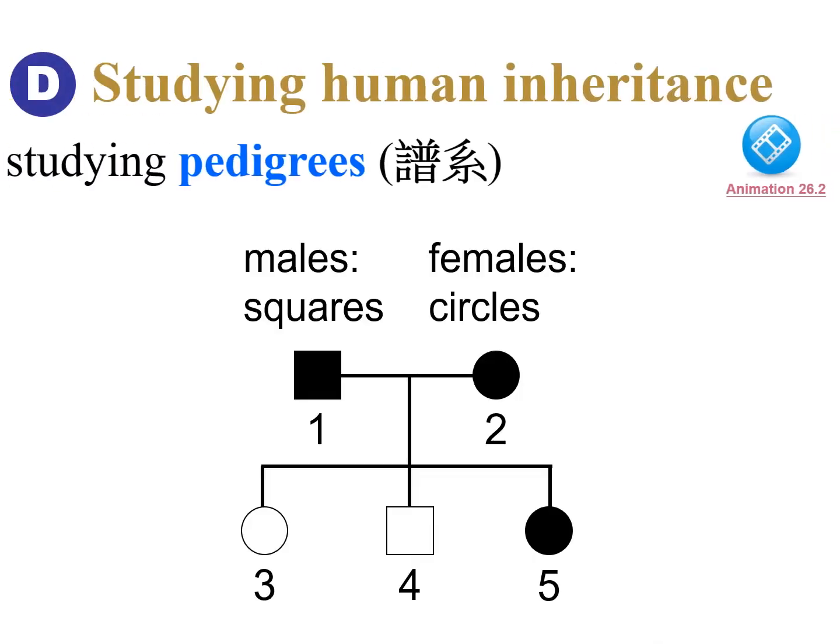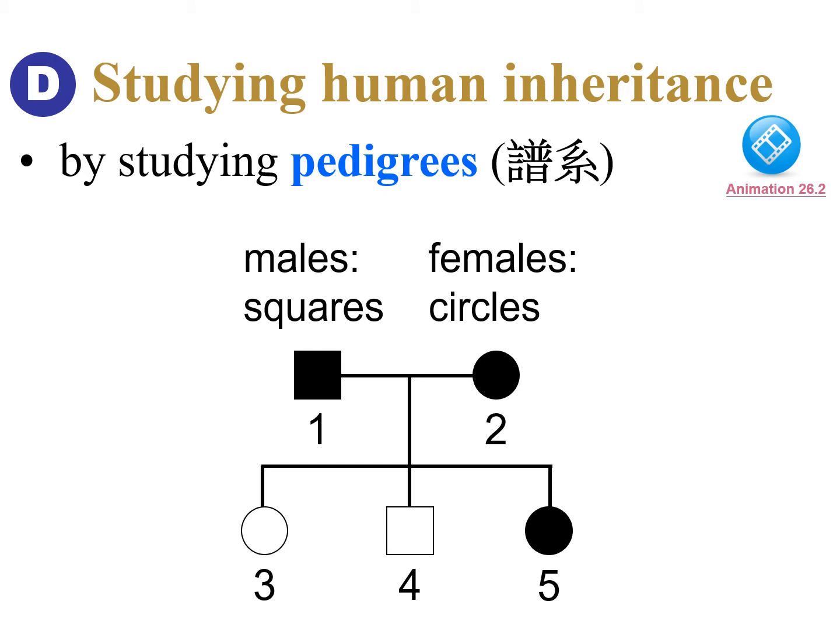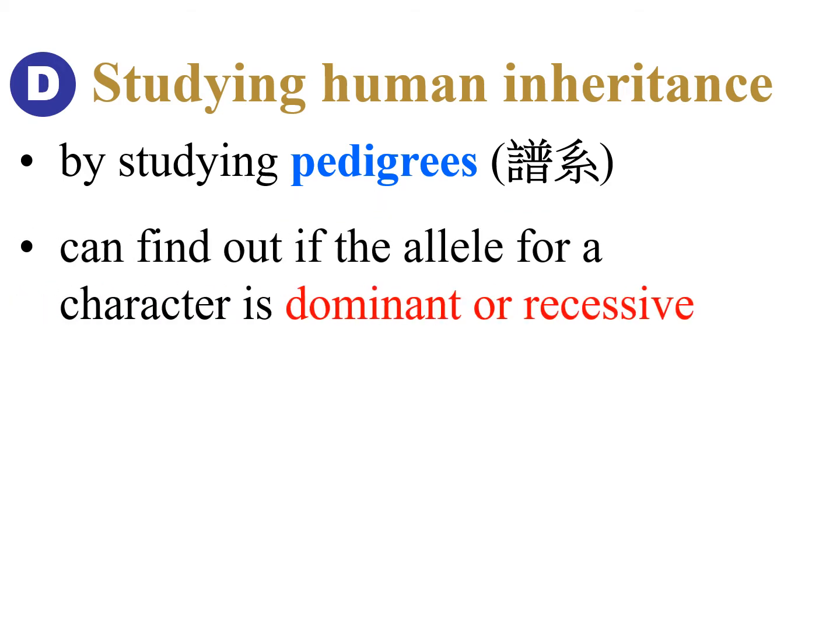In order to study genetics or human inheritance, sometimes we study the pedigree, or we call it the family tree. Take a look at the family below. You have parent number 1 as the father, which has a square representing, and then parent number 2 as a circle, which is the mother, and parent 1 and 2 together give birth to offspring 3, 4, and 5. By studying the pedigree, we can also find out the allele of a character, whether it is dominant or recessive.